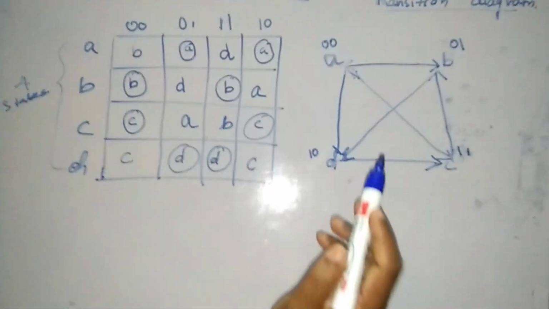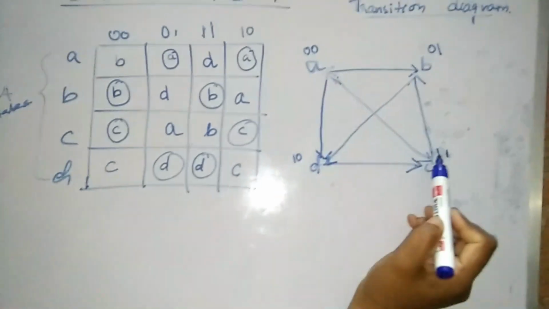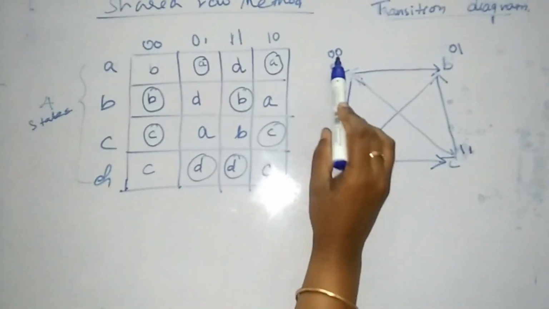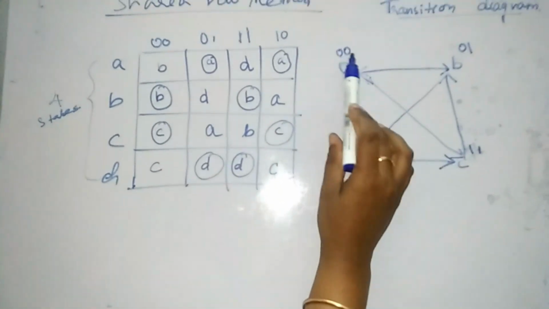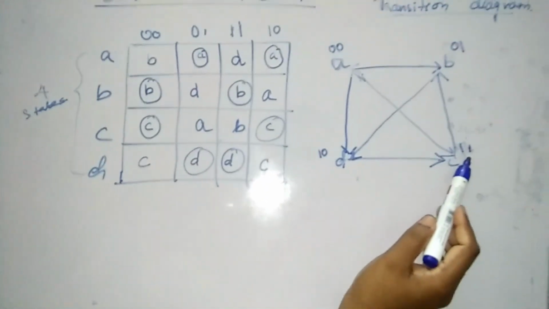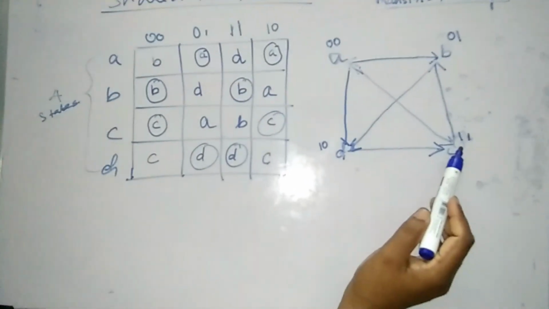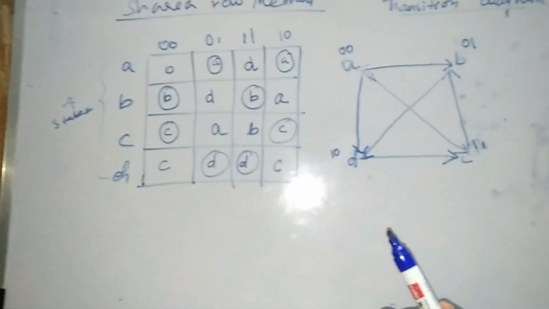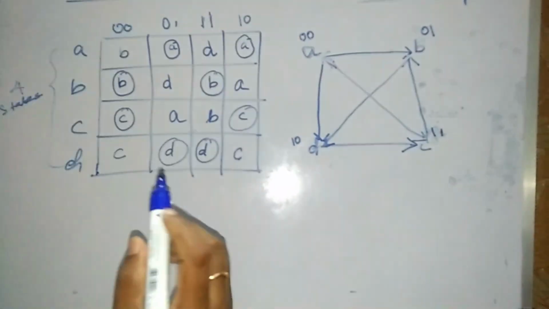But if there is a change in 2 bits, then a race condition exists. For example, if you consider A as 0, 0 and here C as 1, 1, you can see there is a change in 2 positions, right? 2 bits actually. So if there is a change in 2 bits, then there is a race condition, and that race condition has to be avoided, okay? So to avoid this race condition, let us go for the shared row method.